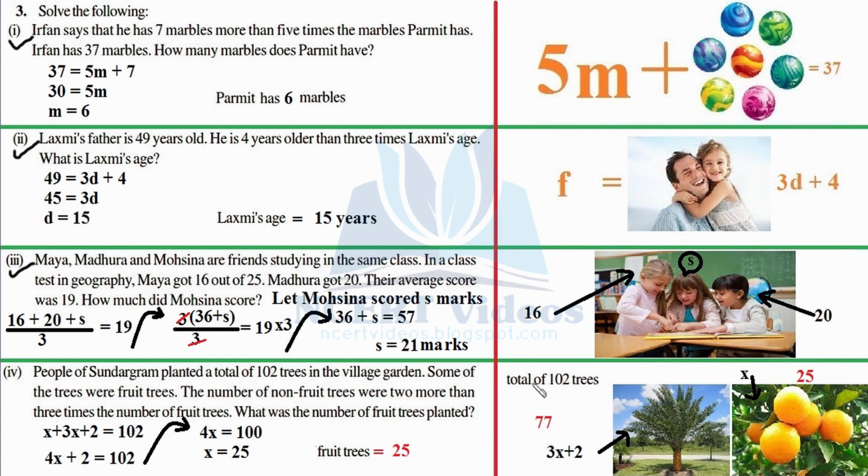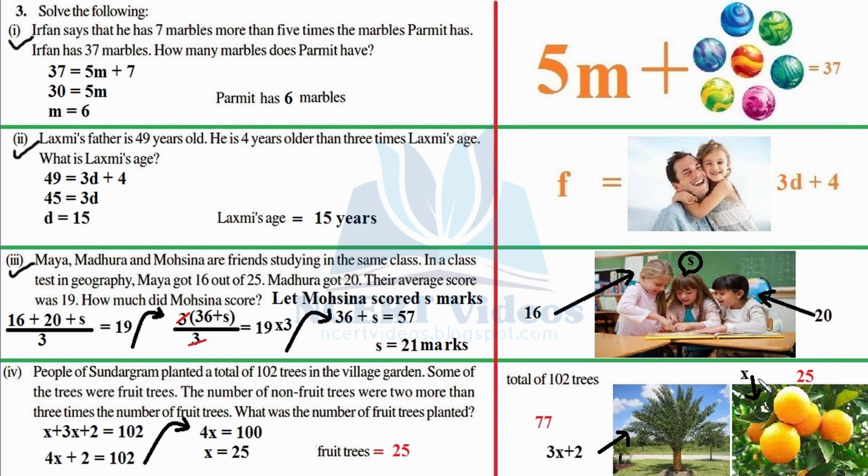In total, they planted 102 trees. Some of the trees were fruit trees. So fruit trees are those where fruit comes, like mangoes, apples, etc. The number of non-fruit trees, the trees that don't provide us fruit, were 2 more than 3 times the number of fruit trees. So what was the number of fruit trees planted? So we are asked to find the number of fruit trees planted.